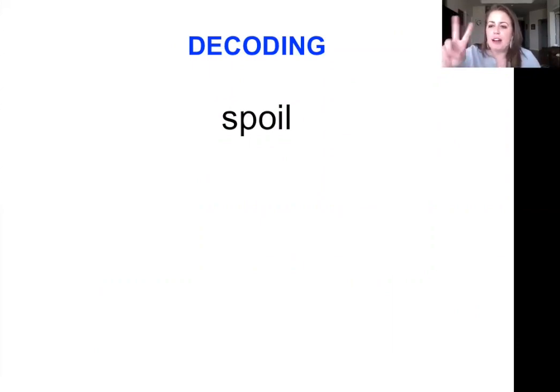We are going to decode some words, or break them apart and then put them back together to figure out what they are. So the first thing I would do as a good reader, if I didn't recognize a word right away, is to look for any vowels or vowel patterns that I recognize. In this first word, I see that vowel pattern OI as in the word oil, so I know it's going to make the oi sound. I'm going to use my fingers and tap out the sounds in the word and then put them back together at the end to figure out what it is.